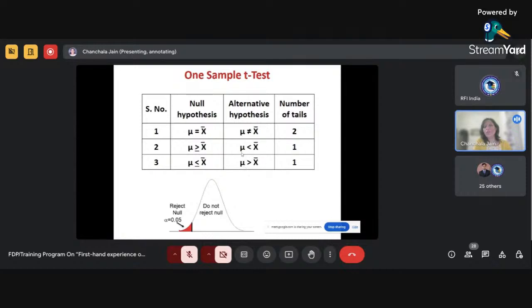When we talk about the second case, which is mu is less than x bar, this is a left tail test, right? Left tail test means your rejection region will fall on the left tail, so only one tail is involved here. In the third situation, the rejection region will fall on the right tail, which is mu is greater than x bar. So it is again a case of a one-tailed test. Is it clear?